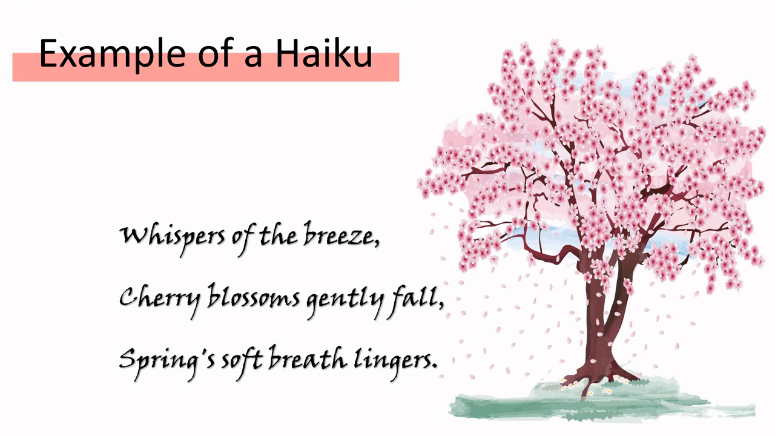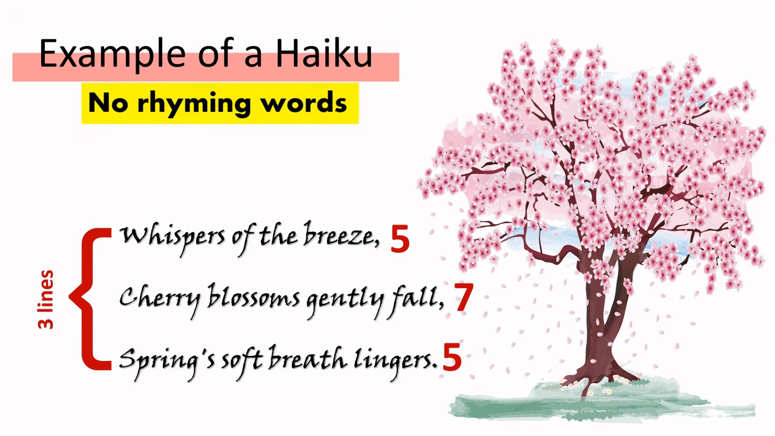Here's an example of a haiku. Whispers of the breeze, cherry blossoms gently fall, spring's soft breath lingers. This example has 3 lines with 5 syllables on the first line, 7 on the second, and 5 on the third. It's about nature that focuses on the cherry blossoms and its season, and also it shows no rhyming words at the end of each line.